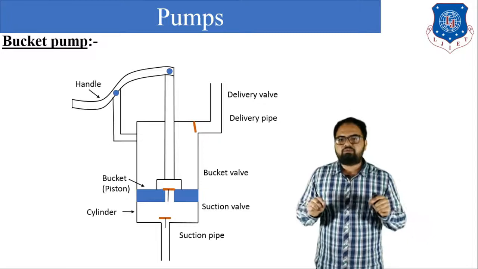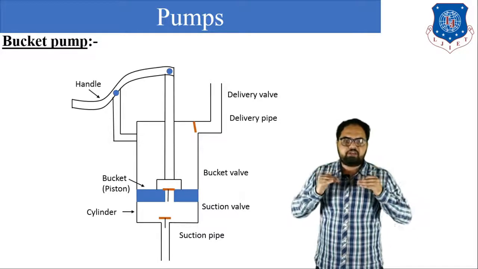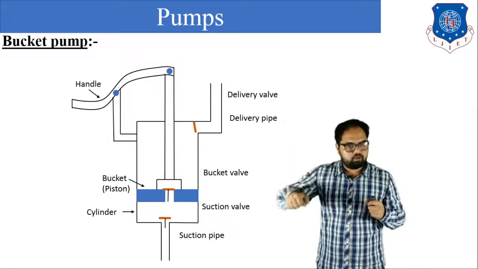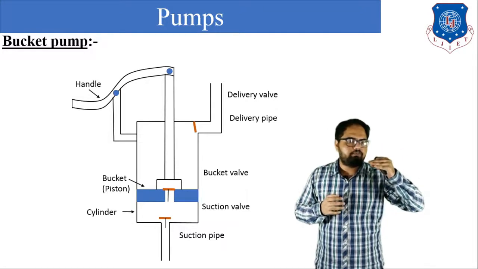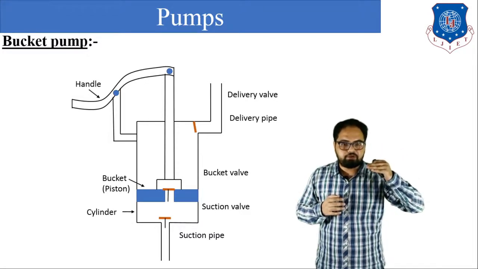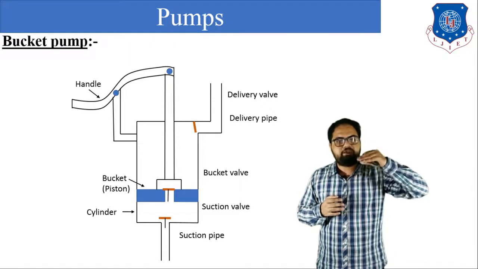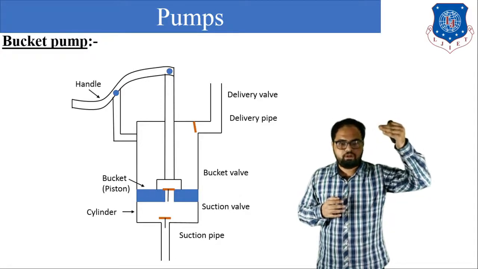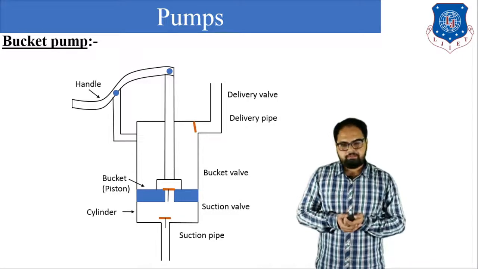Till this stroke we are not getting the discharge. Again the piston will travel in the upward direction by pressing the handle in the downward direction, and due to positive pressure over that valve provided on the piston, the suction valve will remain open. Then suction of the liquid takes place, and the liquid which is over the top portion of the piston will get discharged through the delivery pipe.